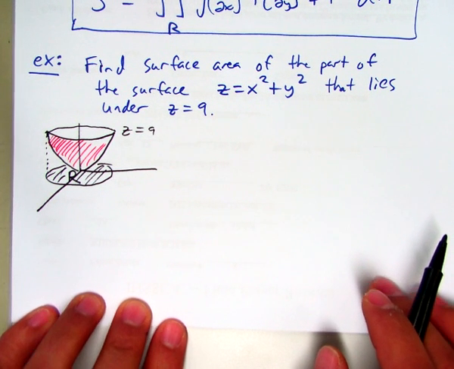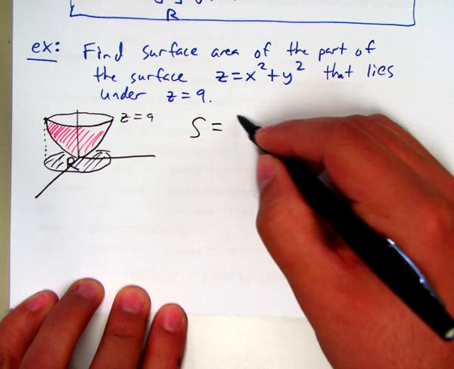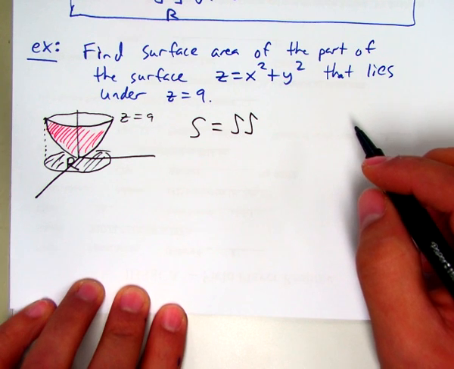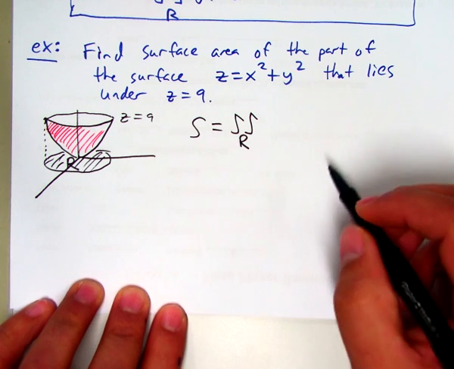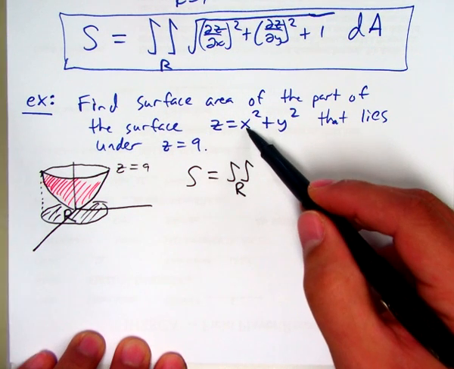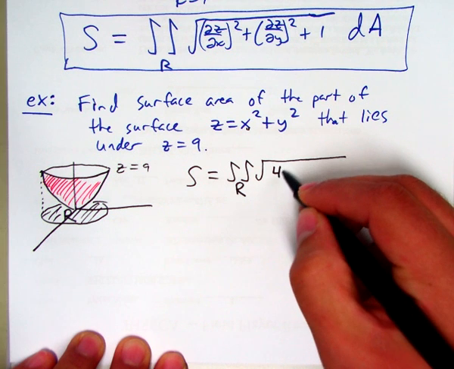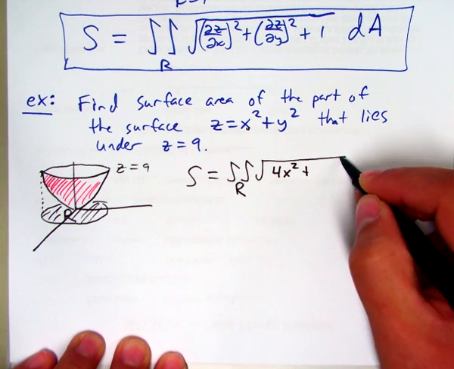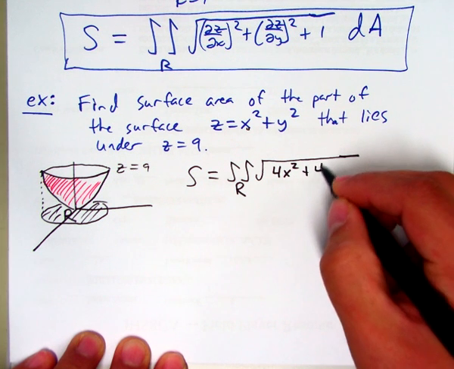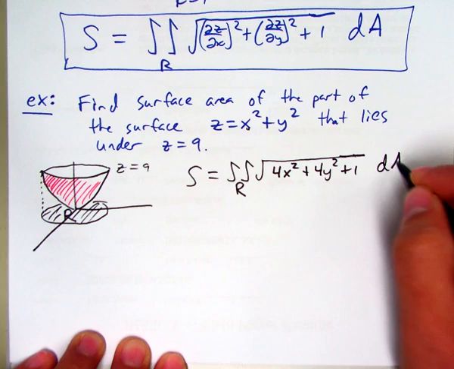So let's find the surface area. We know surface area is the double integral. I'll deal with the region later. First I do partial x, which is 2x, and I'm going to square that, so 4x squared plus partial z partial y is 2y. You square it, you get 4y squared plus 1 dA.